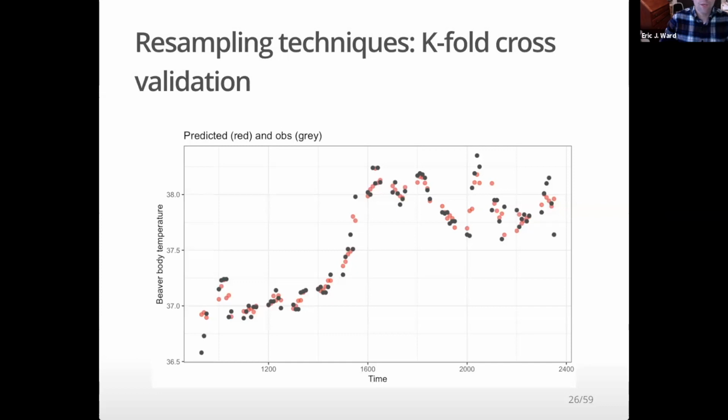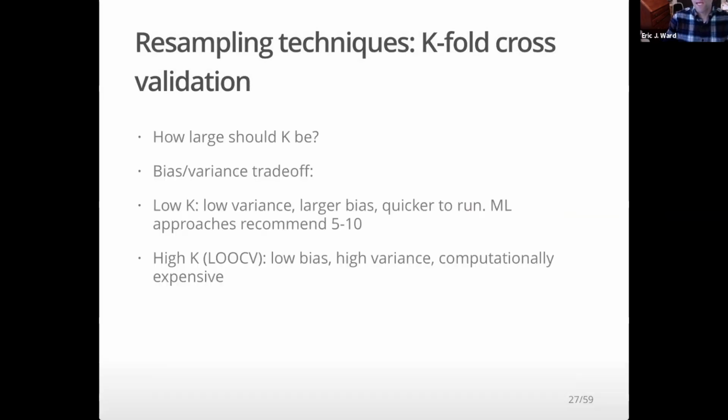But then there's a question of, in that application, I picked k was 5. I did that totally arbitrarily. But in practice, how large should K be? And so there's, again, this trade-off between the bias and the variance. When we have a low K, so if K is 5, we have low variance, so we can make really precise predictions, but we also are going to have larger bias. We're going to miss a lot of the variability in the data.